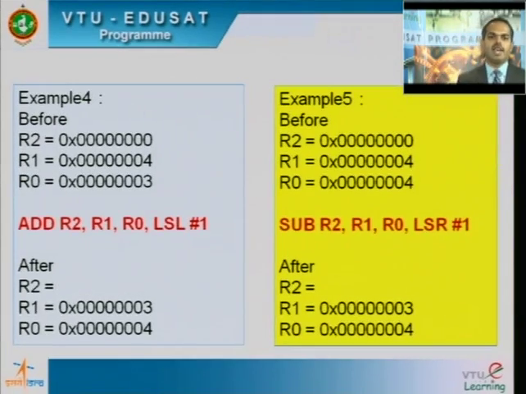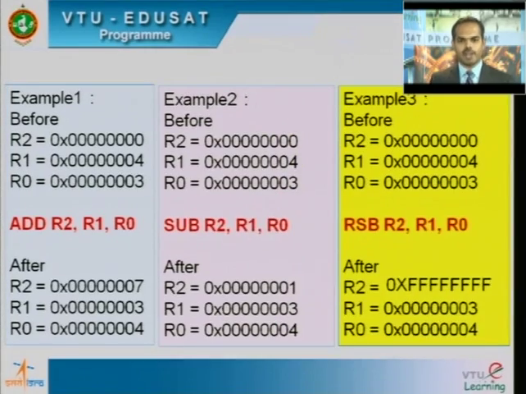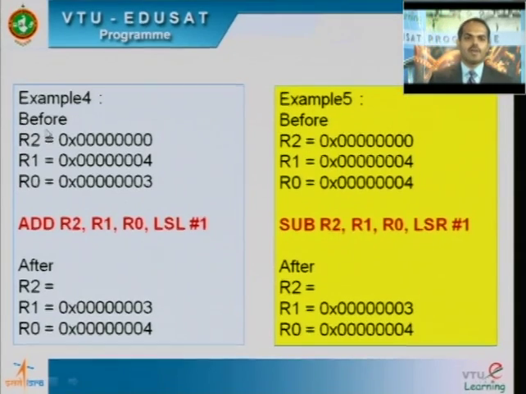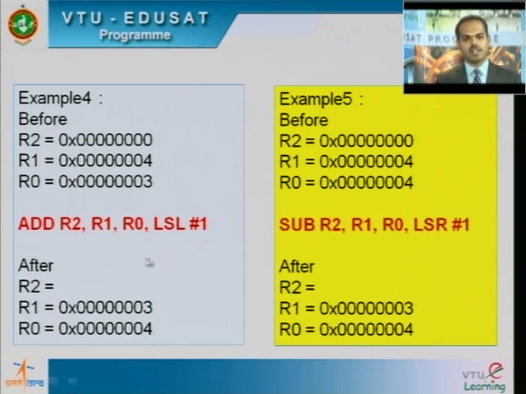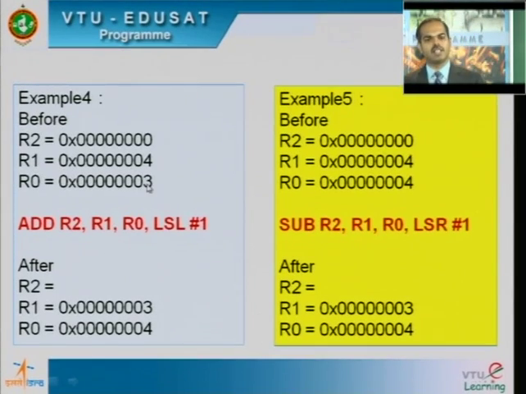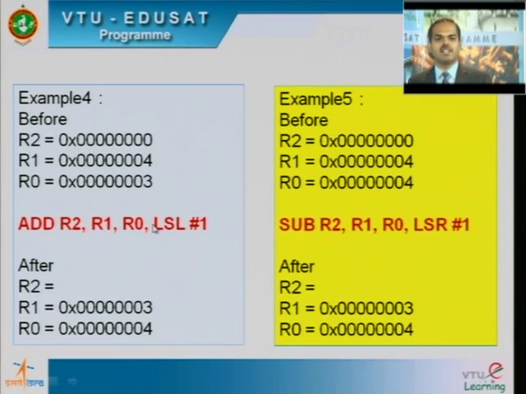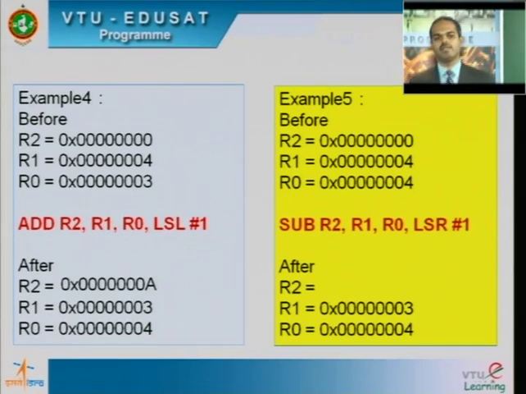Now the next one, example 4. The previous slide was without a barrel shifter; in this slide we will take one with a barrel shifter. R2 is 0, R1 is 4, R0 is 3, the same as the previous condition values. The instruction here is ADD R2, R1, R0, LSL #1. The content of R0, that is 3, is logically shifted left by 1 position, which is multiply by 2. So R0, that is 3, gets multiplied by 2 and the 6 gets added with the R1 content, which is 4. 6 plus 4 gives A, which in hexadecimal is 10 in decimal.